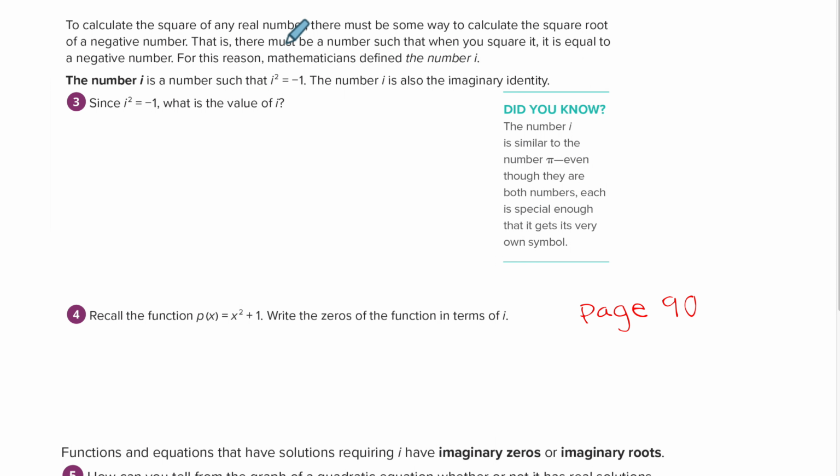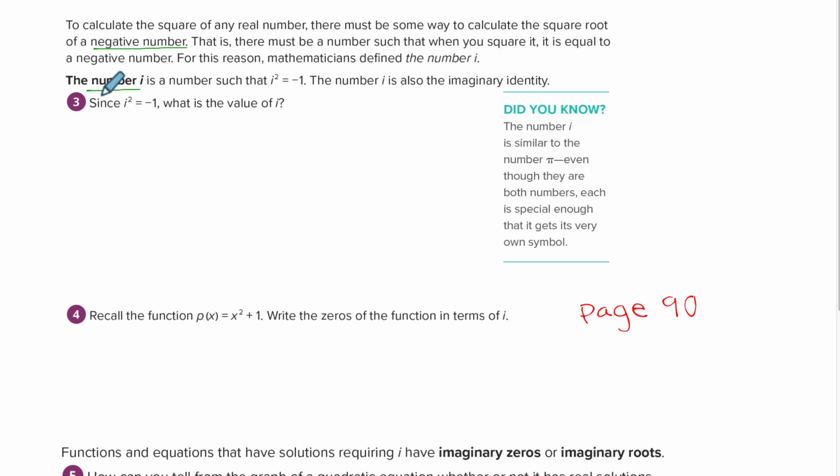So to calculate the square of any real number, there must be a way to calculate the square root of a negative number. So really what happened were mathematicians were sitting around and saying, we can't take square roots of negatives. It doesn't exist. And then they said, ha, I will find a way to do it. I'm just going to define it as the number i. So the number i stands for imaginary, is a number such that i squared is -1. Or in other words, the square root of -1.